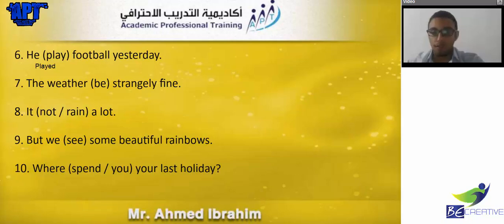The famous 2 steps. Simply, I add didn't, and after didn't, I put the verb in the infinitive. So it is either he played or he didn't play, not he didn't played.